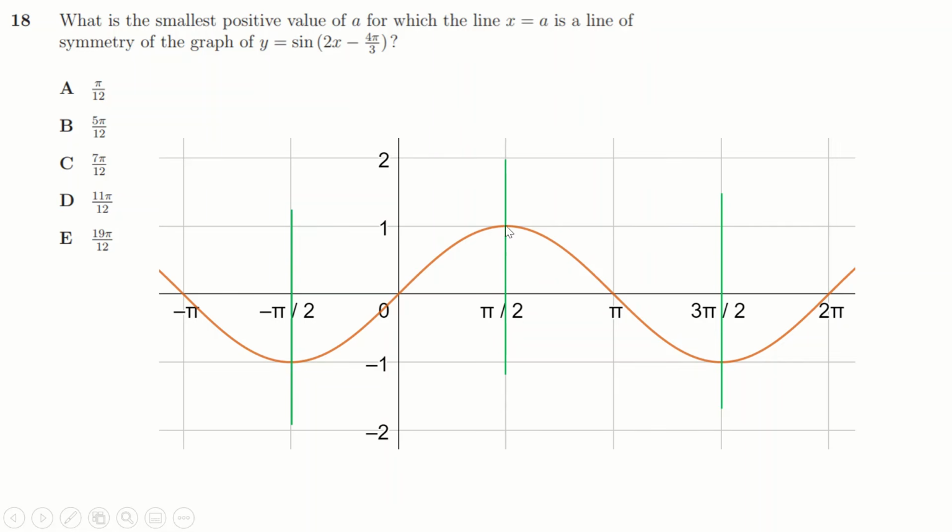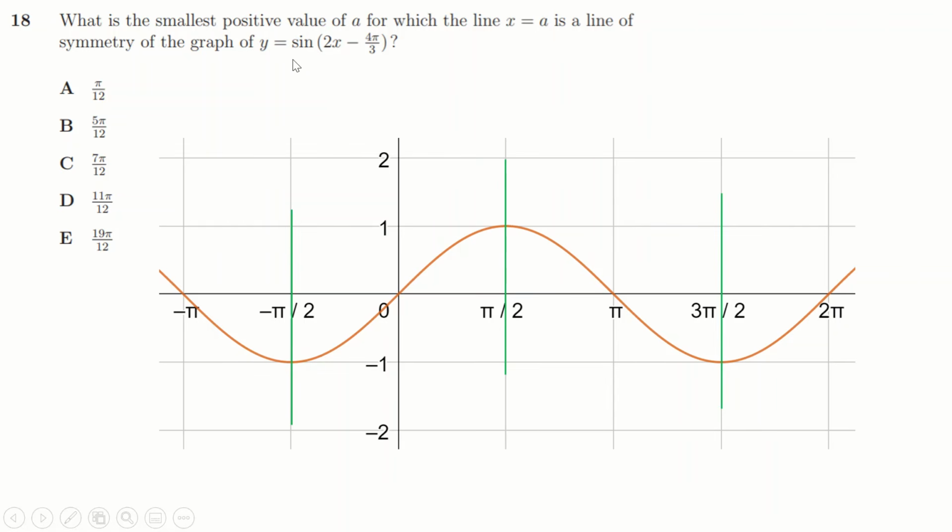Must go through, I completely mind blanked what you'd even call this, the turning points of sine. It must go through either the turning point up here or the turning point down here. It's not symmetrical here, for instance, right? It's only symmetrical around the turning points, whether they're down here or up here.